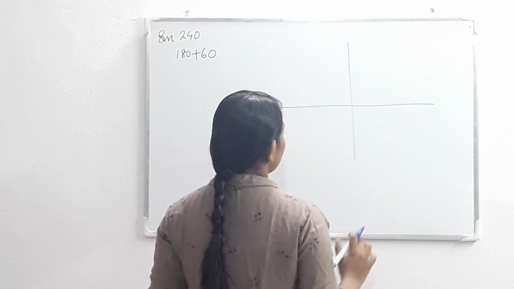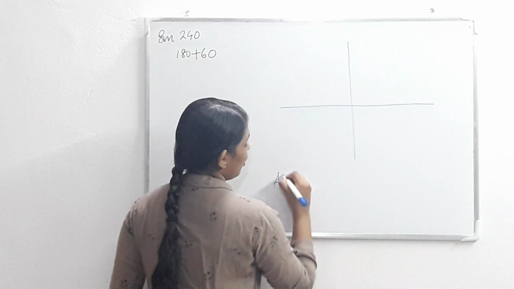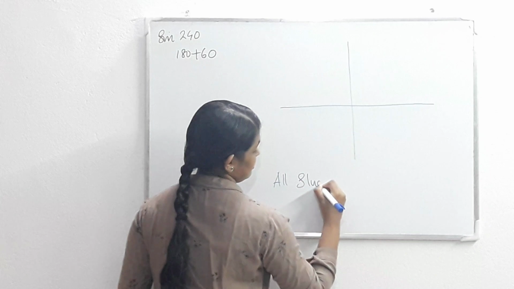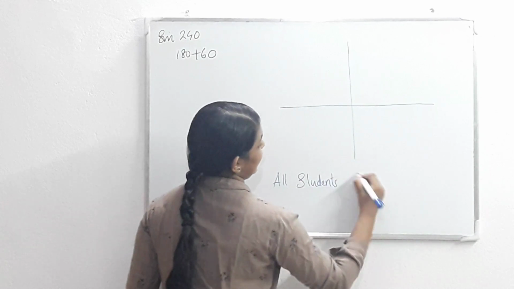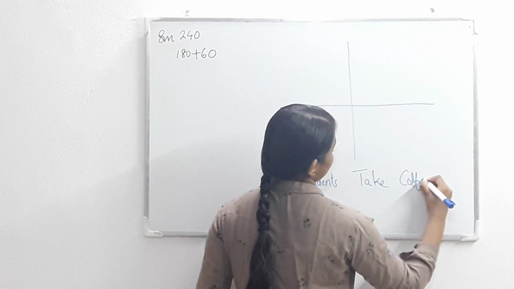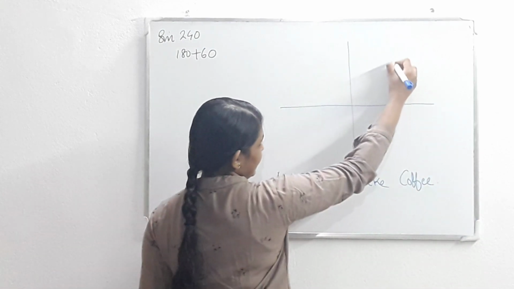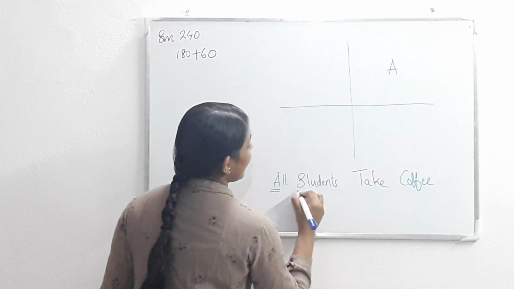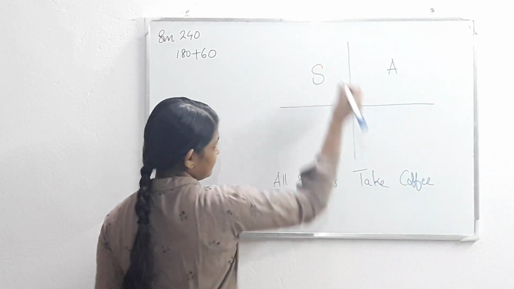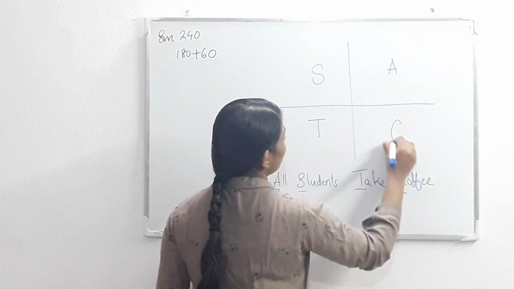Now you have to remember a code. That code is: all students take coffee. This A is for the first quadrant, S for the second quadrant, T for the third quadrant and C for the fourth quadrant.